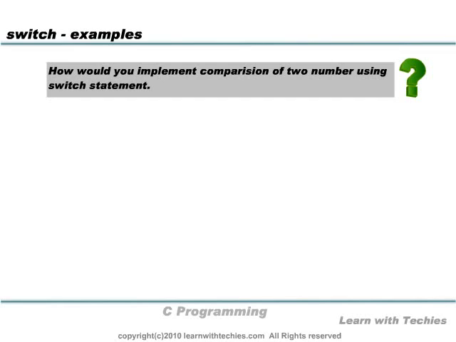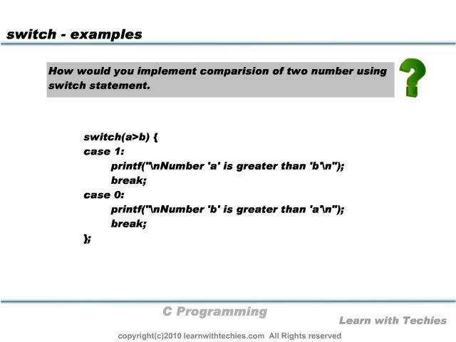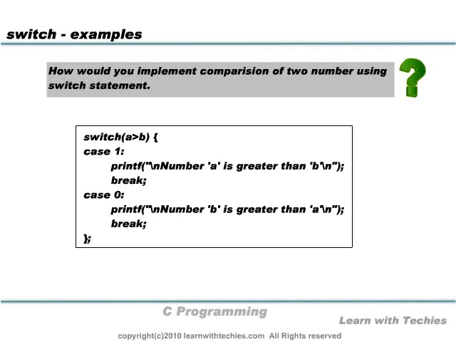So, how can switch statement be used to write a simple program of comparing two numbers? If the two numbers are a and b, then the expression for the switch statement will be a greater than b. This expression can have only two possible results, either true or false, true being 1 and false being 0. So based on the output of this expression, we can write case statements. Two cases to handle both outcomes.